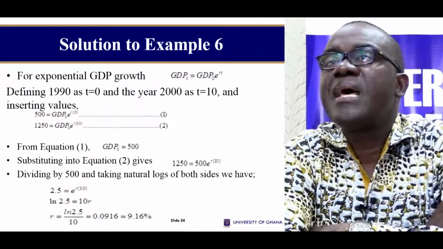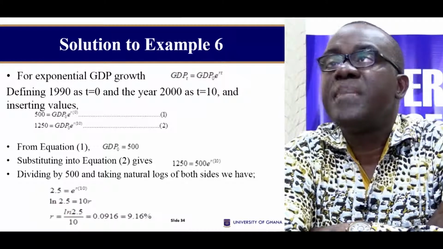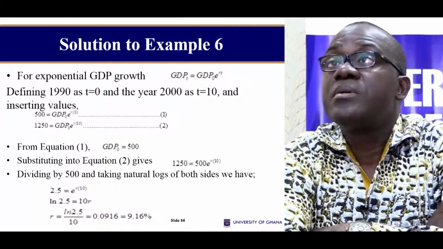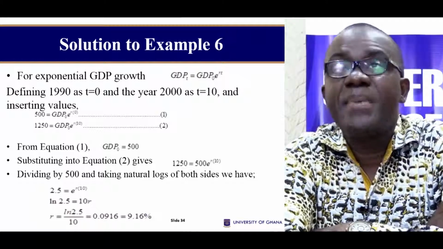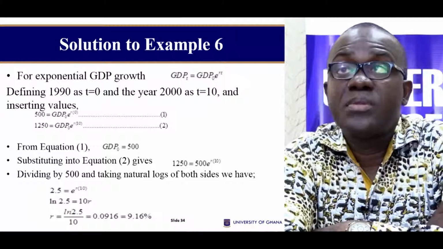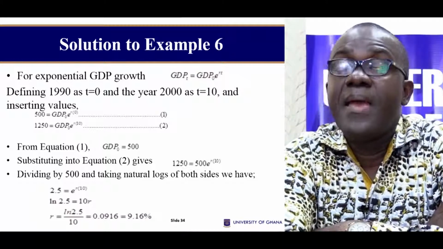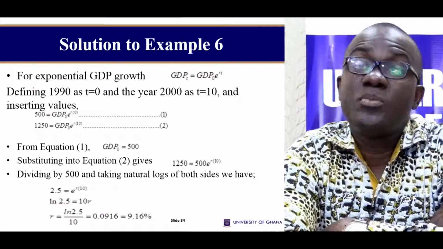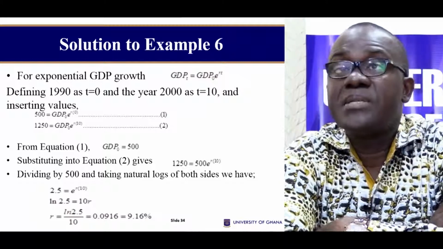Notice that the formula that I've put over there, the GDP in the year T is equal to the GDP in the base year, which I represent by GDP 0, subscript 0, and then e raised to the power RT. So I take my initial period 1990 as 0, and then I will take the year 2000 as 10, because the difference between 1990 and 2000 is 10. Now, the good thing is that if I allow my initial period T to be equal to 0, it makes calculations easier.